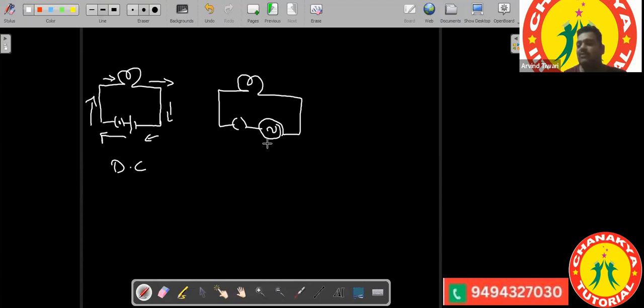But in an AC circuit, what will happen? The current will change its direction. That means for a very short duration of time, this side will be positive and this side will be negative. Then in the next interval of time, this side will turn out to be negative and this side positive. Then it will exchange again. So the polarity changes, and therefore the direction of current also changes. Okay. So for some time the current flows like this, for some time the current flows like this. The direction of current is not fixed in AC; it keeps changing.